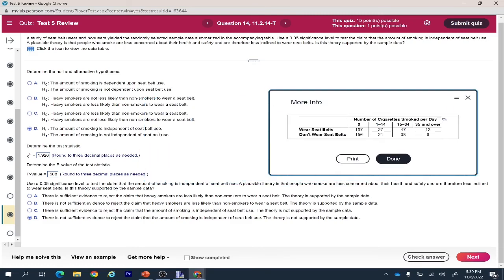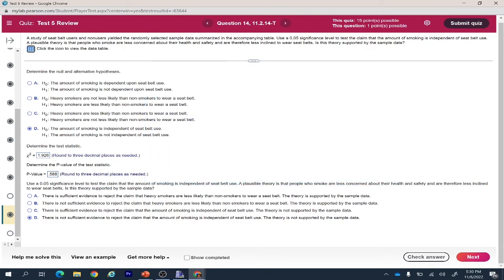Based on this data, use a 0.05 significance level to test the claim that the amount of smoking is independent of seat belt use. That's the claim. A plausible theory is that people who smoke are less concerned about their health and safety and are therefore less inclined to wear seatbelts. Is this theory supported by the sample data?